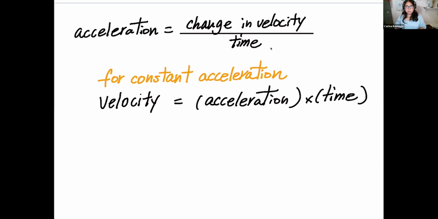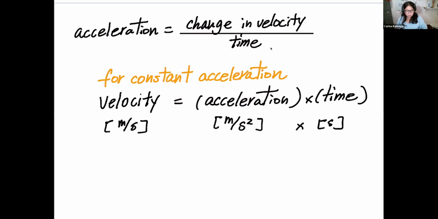What's the unit of acceleration? The unit of acceleration is meter per second squared. And what's the unit of time? That's second. And what's the unit of the velocity? That's meter per second. So you can see the meter per second squared times the second makes it meter per second. So this makes sense.